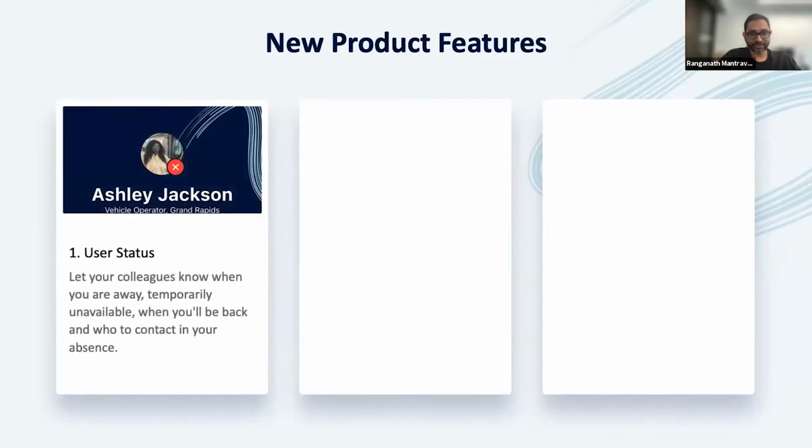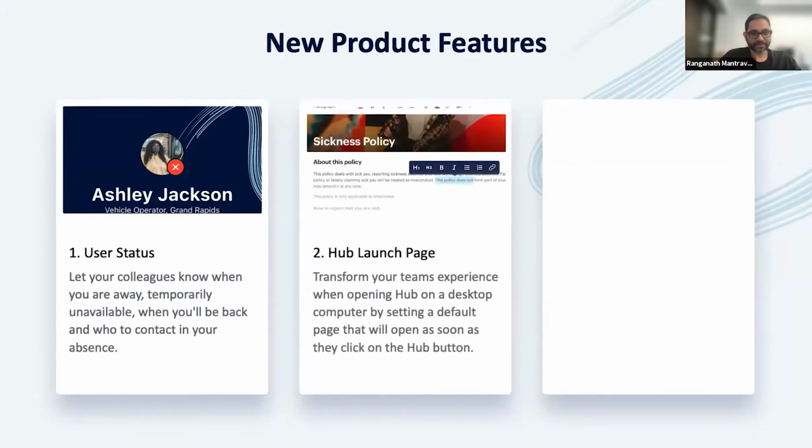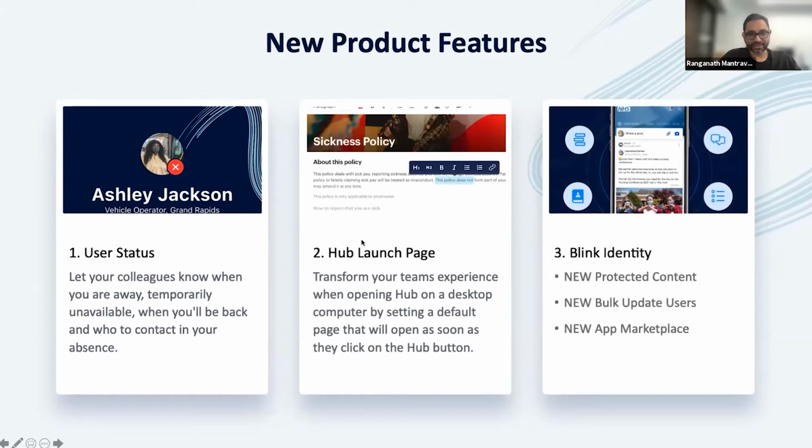The three things that we'd like to update you on are user status, a new feature that'll tell your colleagues when you're away from Blink, a new launch page in the hub on the desktop, and Blink Identity, a feature set that includes existing features and 3 new features that we'll be covering off today.